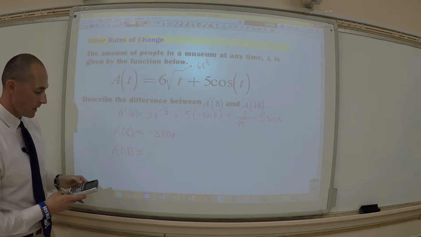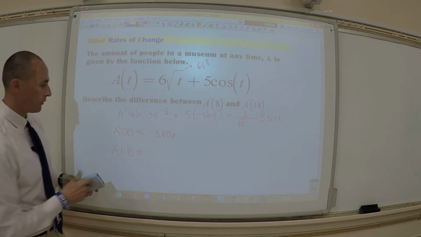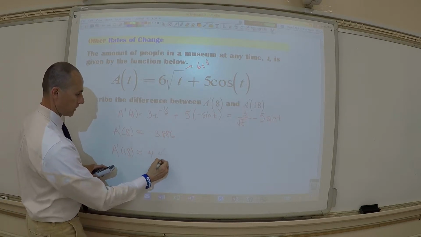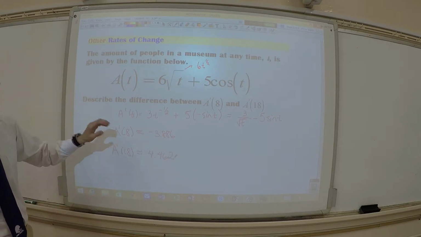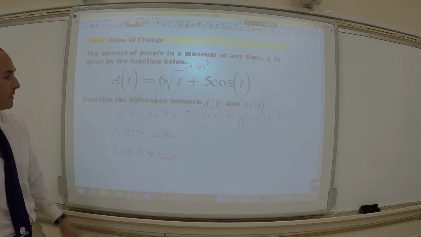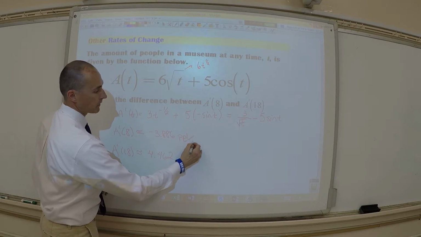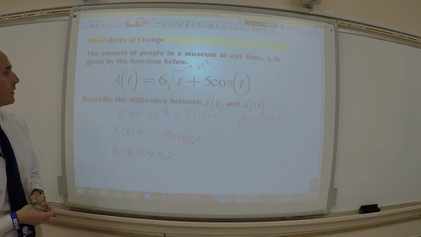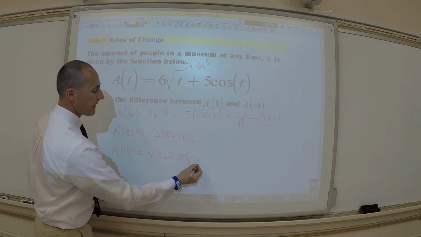And then if we do the same thing with 18, let's see what we get here. And I see 4.462. Okay, let's talk a little bit about units. This would have to be people per whatever the unit of time is. So this would be people per, let's say, hour. Let's just assume t is in hours. People per hour. What does that then actually mean?